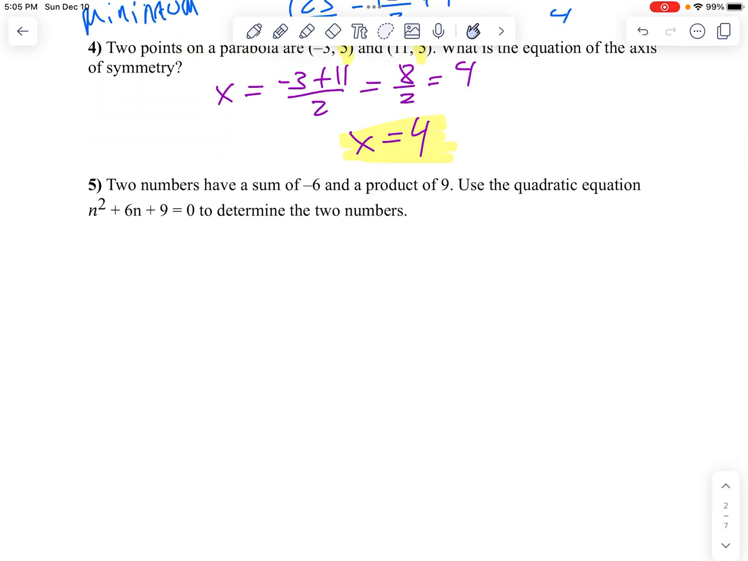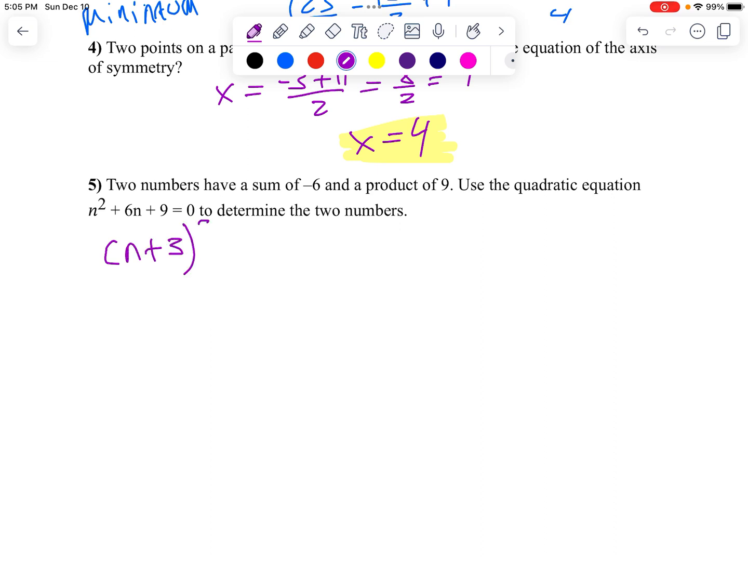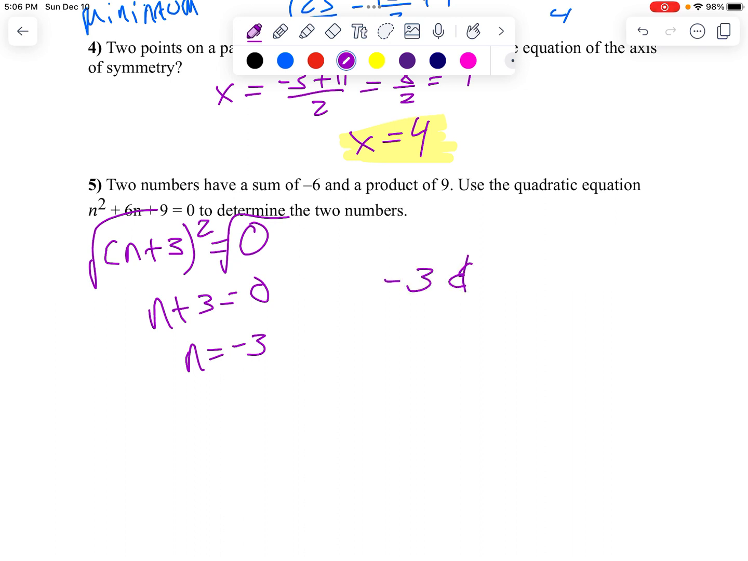Okay, 15. I want to solve this equation to find two numbers that have a sum of negative 6 and a product of 9. Well, if you go to factor that, notice you're going to get n plus 3 squared equals 0. So I take the square root of both sides. n plus 3 equals 0. So n equals negative 3. Now, there are two answers, negative 3 and negative 3. They just happen to be the same.